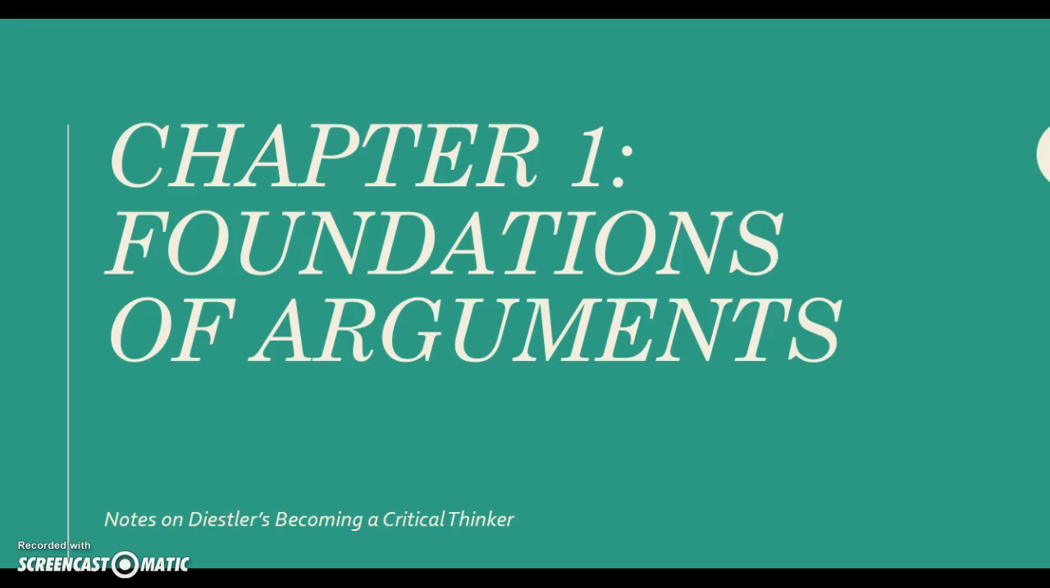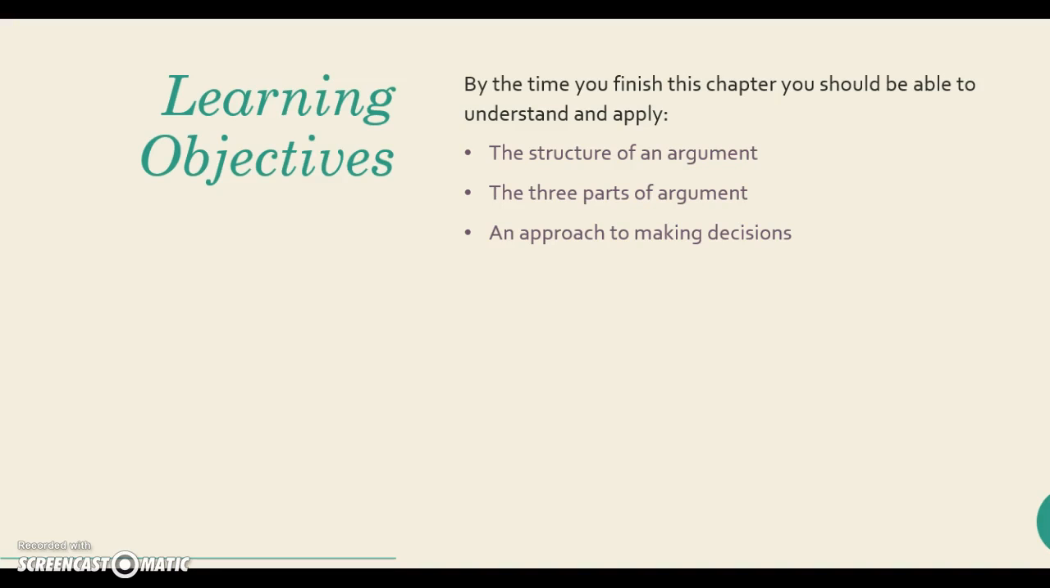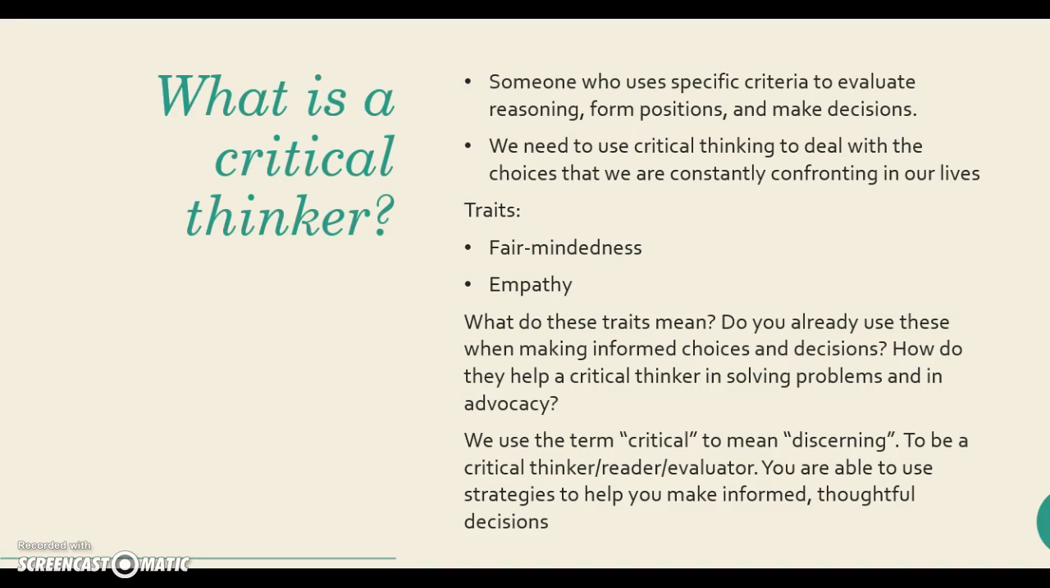This screencast focuses on the first chapter from Becoming a Critical Thinker, which is the foundation of arguments. So by the time you're done reading chapter 1, you should be able to understand and apply the structure of an argument, the three parts of argument, and understand that this is an approach to making informed decisions as a consumer, as a voter, as a citizen, as a human being, as a student, as an employee. It's just a really sound approach to decision making.